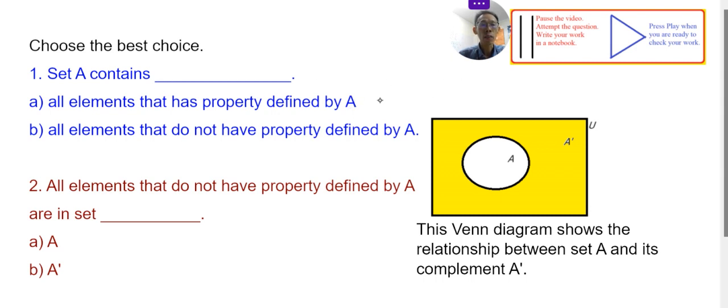Next question. Here again, you may want to pause the video to try this out. Set A contains all elements that have the property defined by A, or all elements that do not have the property defined by A. This is obvious. The answer is this part. All elements that do not have the property defined by A are in the complement of A, this one, for example. This is the complement of A. So the answer for the second one is B. Everything that is not in A is in A complement.